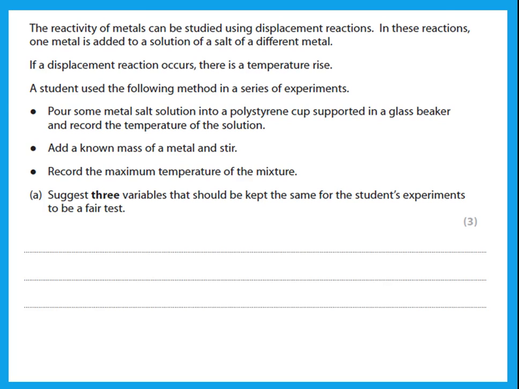Now, suggest 3 variables that should be kept the same for the student's experiments to be a fair test. What he's changing is the metal. That's the only thing that should change, the type of metal. So once I could be using zinc or magnesium or whatever, but everything else should be the same. Like the volume of the solution, the concentration of the solution, the mass of the metal, the surface area of the metal, if you want another one.